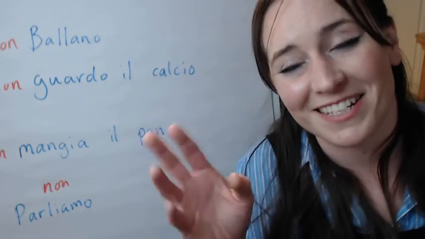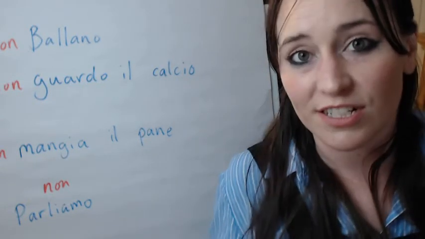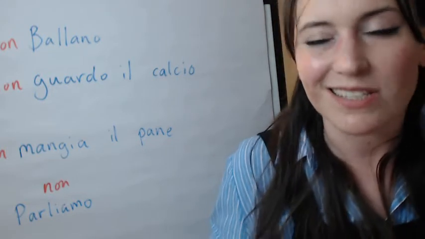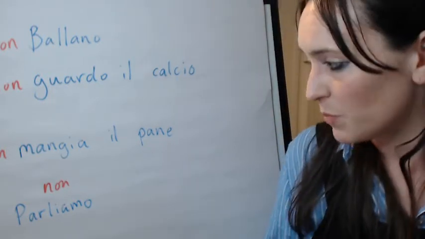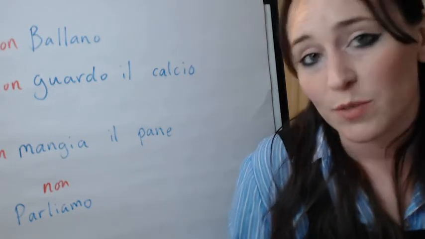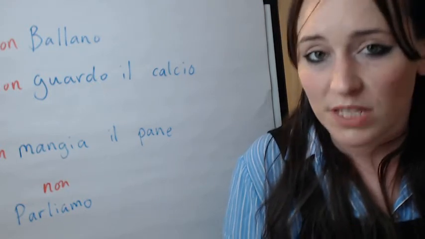There might be other ways, actually. You can see my video on stare plus the gerund, stare più gerundio. And you'll see an exception there, but that's a slightly different use. So for beginners, present tense is either the same simple present tense as in English, or I am plus a verb plus ing at the end.